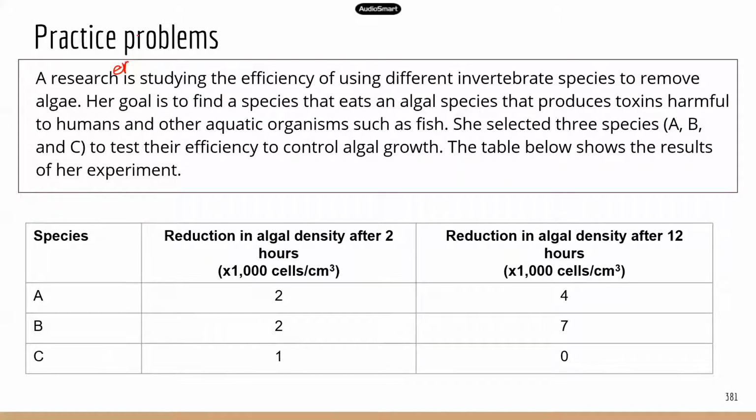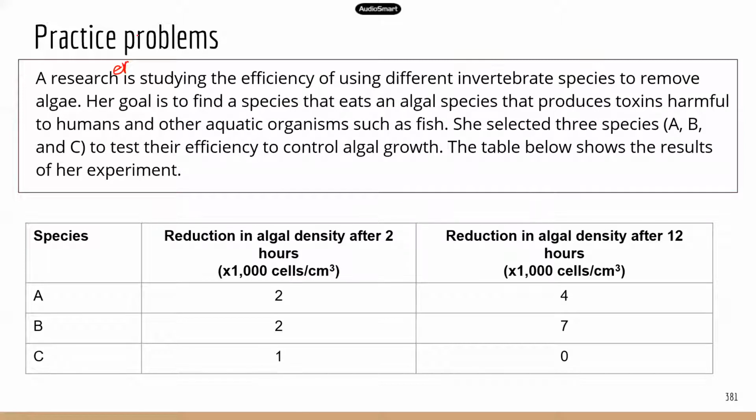So a researcher is studying the efficiency of using different vertebrate species to remove algae. Some algae can release toxins, and those toxins can kill fish and some of the other aquatic organisms. So this researcher has a goal to find a species that eats the algae that produces toxins. So she selected 3 species, A, B, and C, to test their efficiency to control algal growth. Basically, whichever species can eat the most algae will be the winner, right? That's what the researcher is trying to look for.